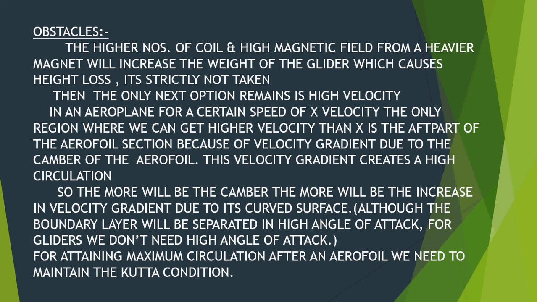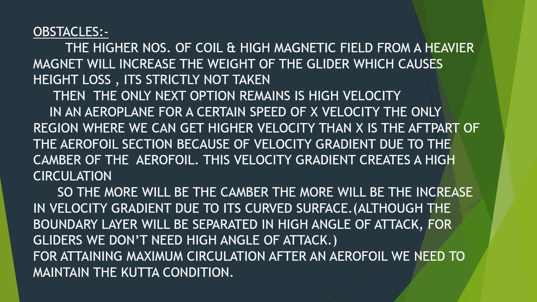So how can we increase the velocity of the air? In an airplane, for a certain speed of x velocity, the only place where we can get velocity higher than x is the aft part of the airfoil section, because of the velocity gradient due to the camber of the airfoil. The velocity gradient creates a high circulation, so the more the camber, the more the velocity gradient increases due to the curved surface. Although the boundary layer will separate at a high angle of attack, for a glider we don't need a high angle of attack, so that is not a problem.